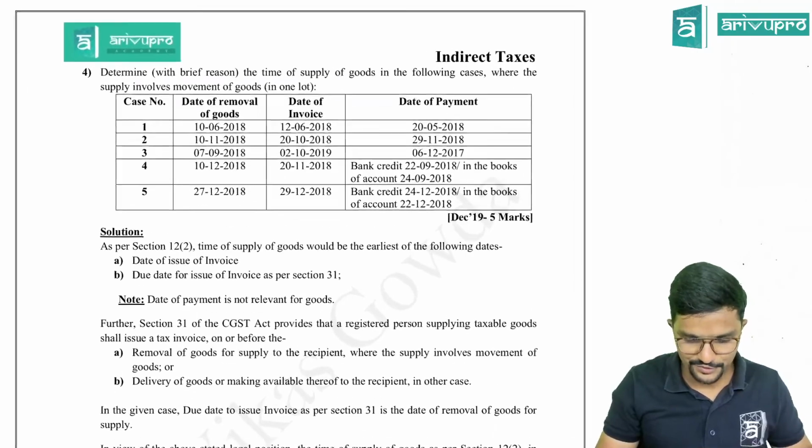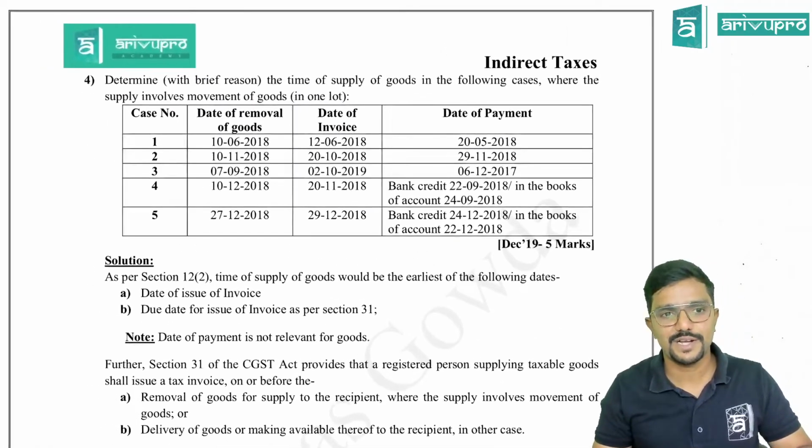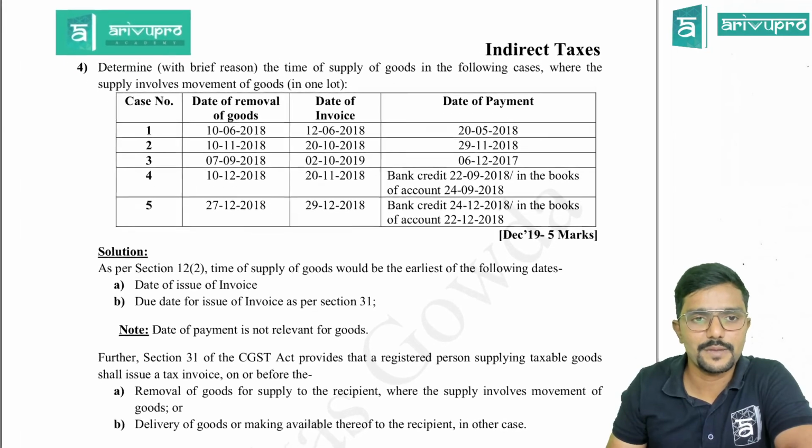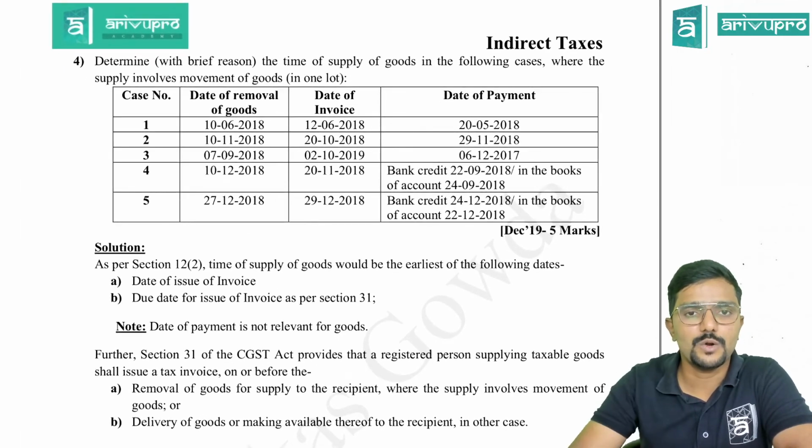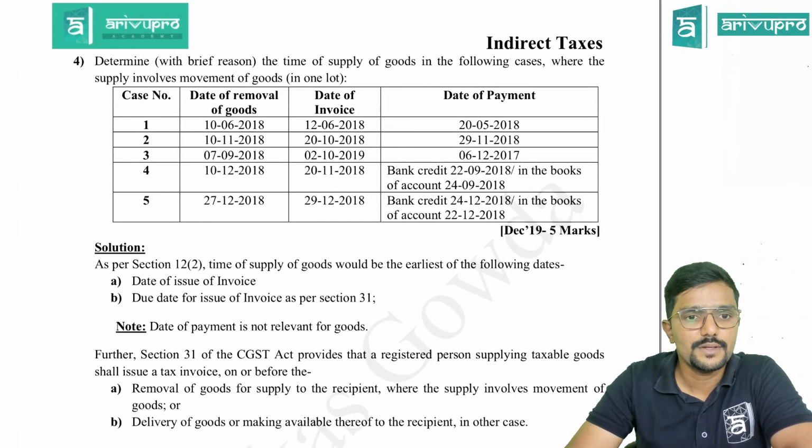Yeah. Next question. One more. This is an examination question, guys. This is an examination question. We will finish all the goods related questions and stop it.